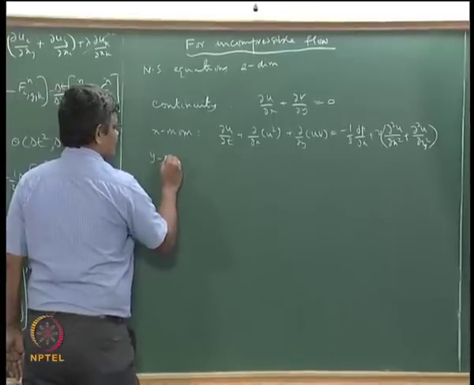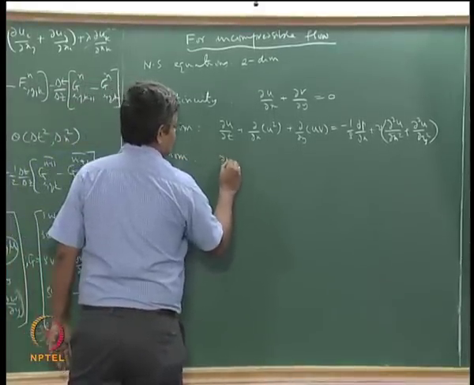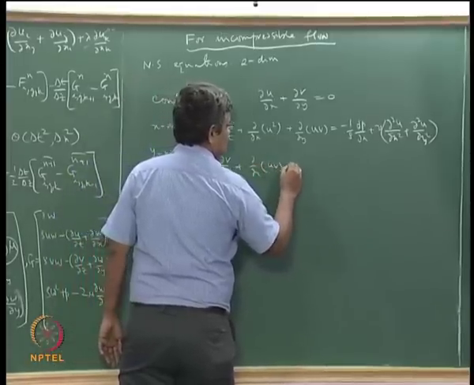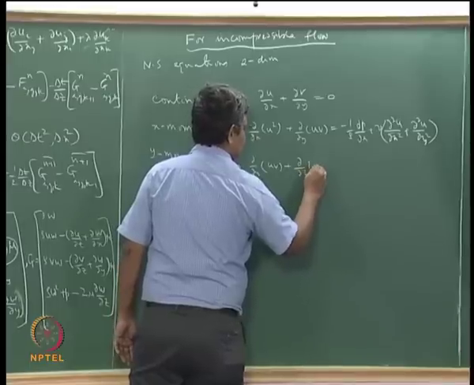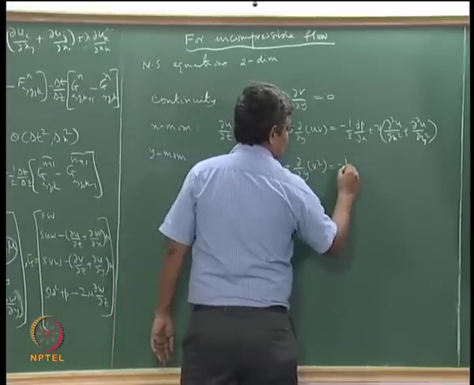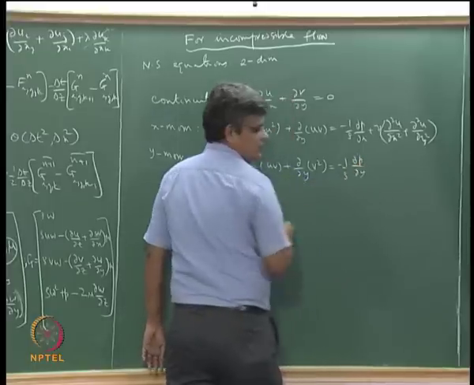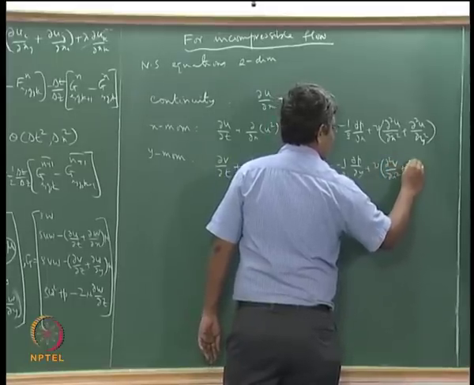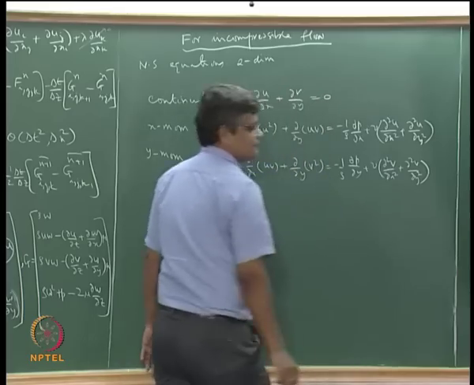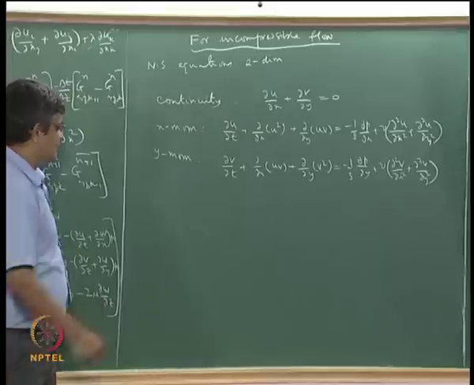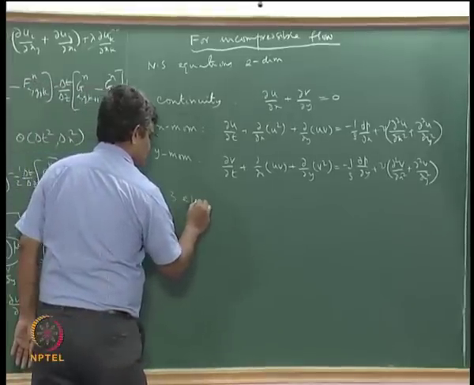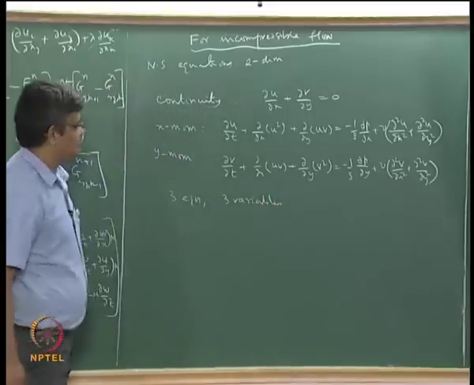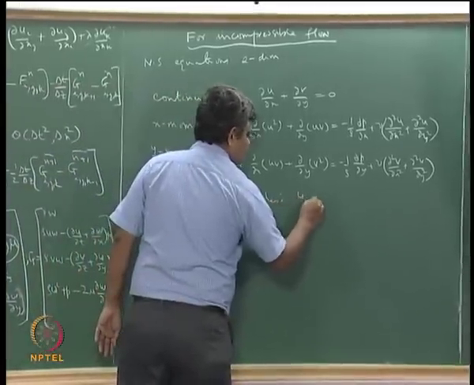And we can write down the y momentum equation as dou v by dou t plus dou by dou x of u v plus dou by dou y of v square is equal to minus 1 by rho dou p by dou y plus nu times dou square v by dou x square plus dou square v by dou y square. So we have three equations and we have three variables. And what are the variables we have? We have u, v and p.